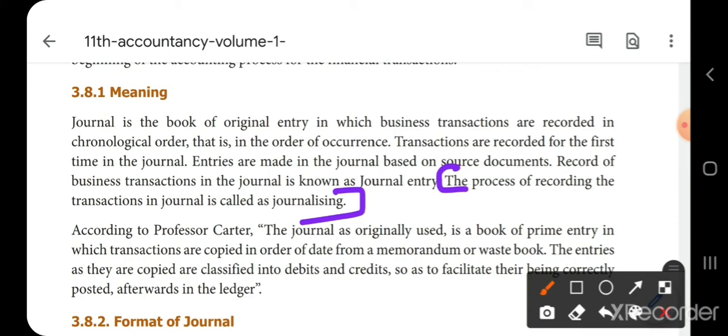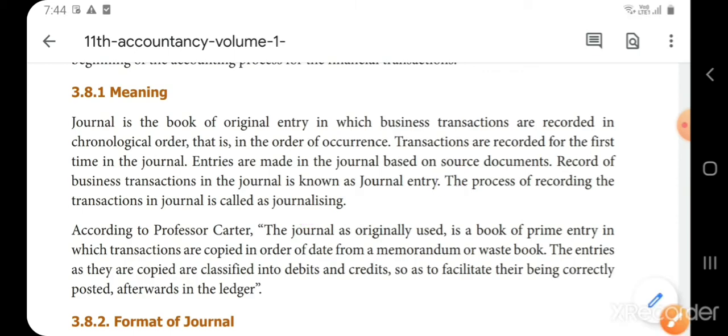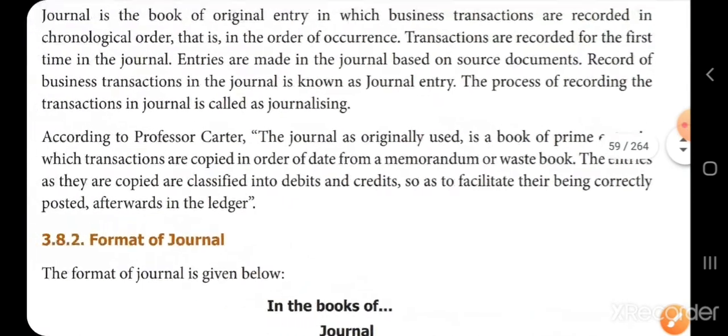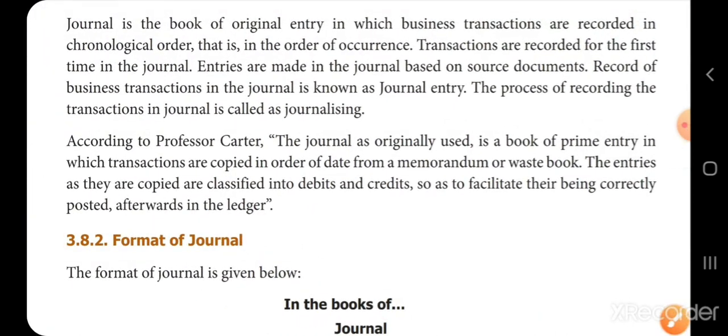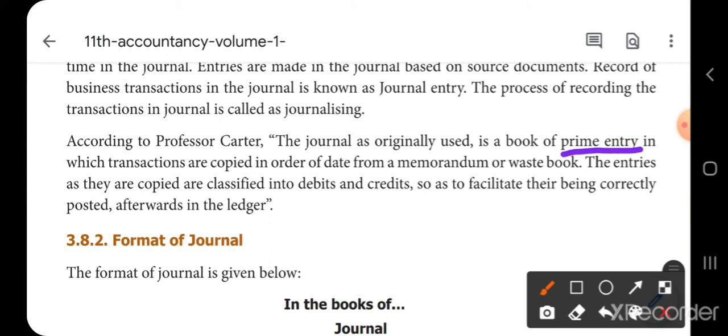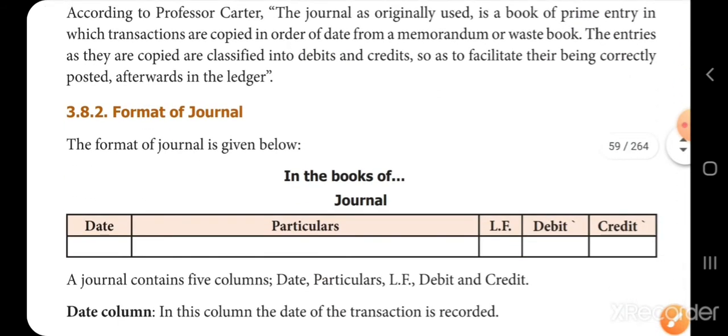According to Professor Carter, a journal as originally used is a book of prime entry in which the transactions are copied in order of the date from a memorandum or waste book. The entries as they are copied are classified into debits and credits so as to facilitate their being correctly posted afterwards in the ledger. So from the books of journal, the entries will be carried forward or posted to the ledger.